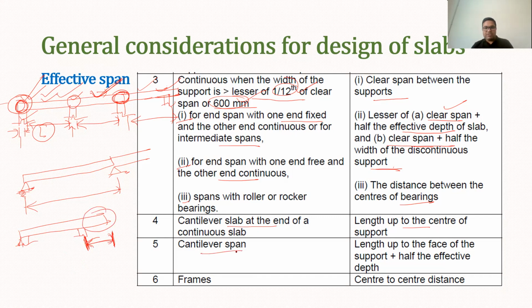If we have cantilever span, which means if we have directly cantilever slab, it may be supported on the beam. So in that case, what will be the effective span? It says length up to the face of support plus half the effective depth. Say this is the effective depth and this is the length up to the face of support. So in that case, it will be L plus D by 2 if we are designing cantilever slab.